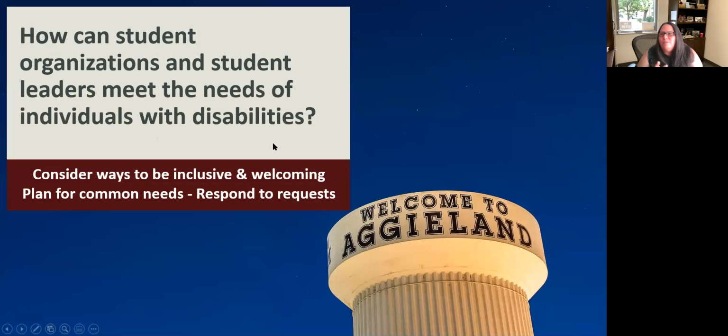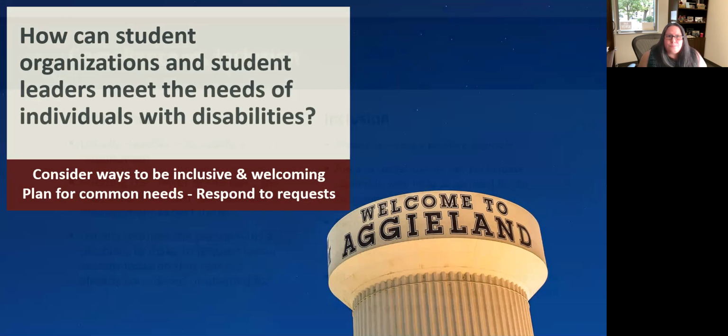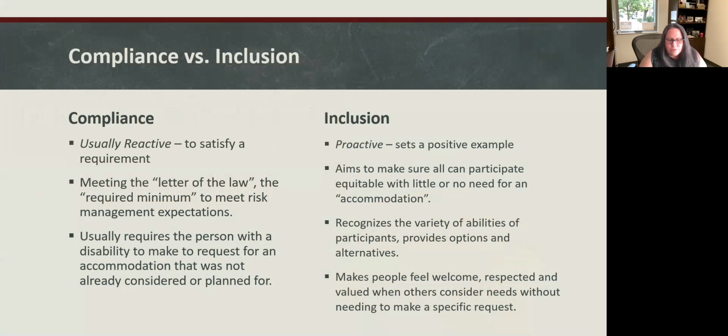So here's the thing. The whole point of what I want to get into today is, how can these student organizations and student leaders meet the needs of individuals with disabilities? I want you to consider the ways that you can be inclusive and welcoming. How do you plan for the common needs? And how do you respond to requests when you get them? Those are the three things I want to talk through. I also want to talk about the concept of compliance versus inclusion.